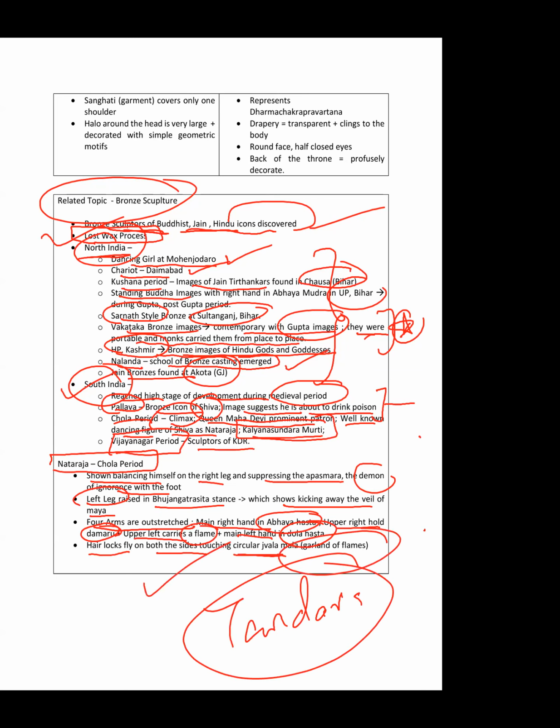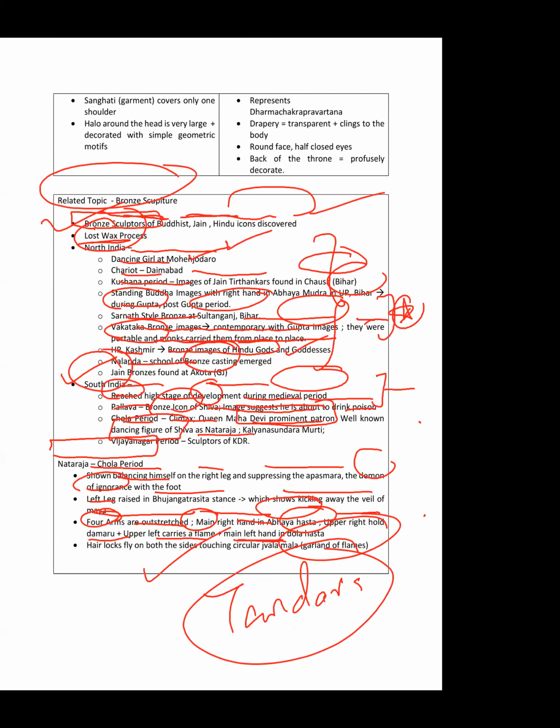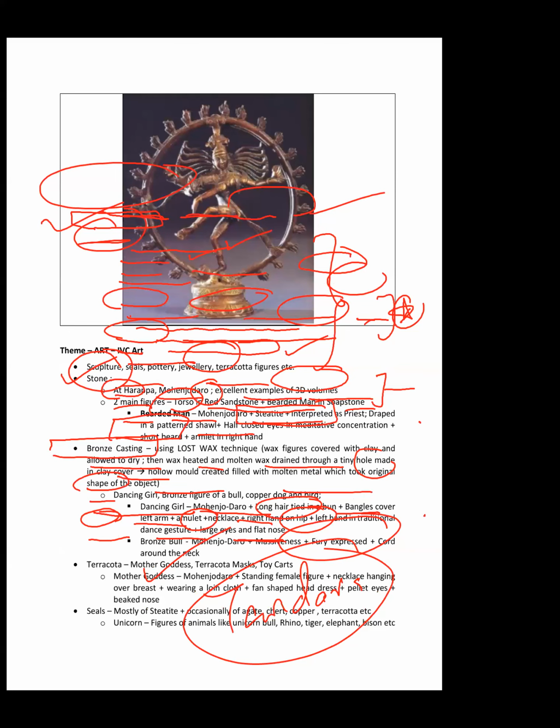So 2, 3, 4 points we have seen. At max, the utility would be again a 5 marker, and this much is enough for a 5 marker. At max, you can draw this image, right?